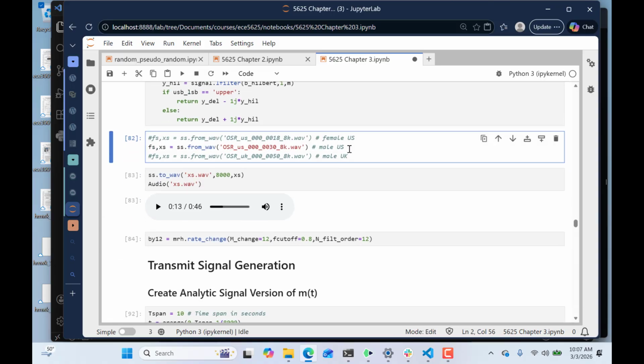We're going to use, I don't know, do you want to use the UK voice for a change? Last time we used female and male US. We could go switch to the UK guy.